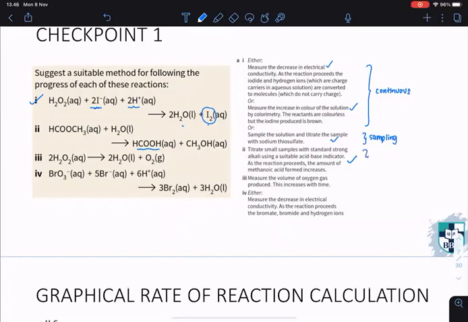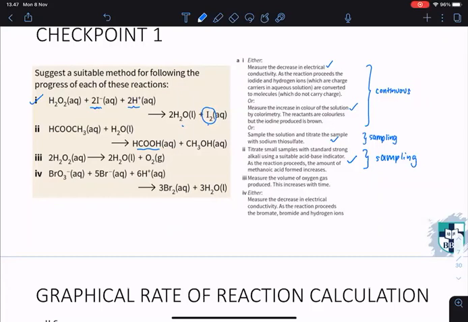So this is going to be sampling. So how to do this sampling? I already told you. You take a small sample, you quench the reaction, and then you do the chemical analysis. In this case, you do titration. You put the sodium hydroxide, you put an acid base indicator, and you find out what the concentration is, you calculate. That can be done.